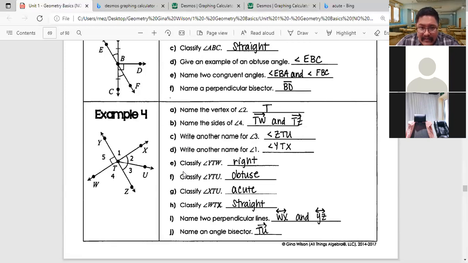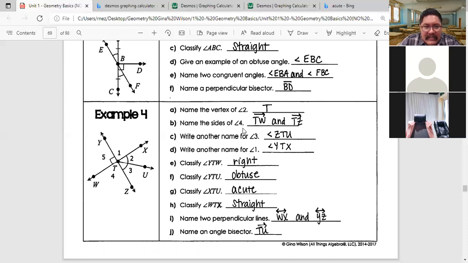Okay, this one has a lot of things that we have to classify. All right, so in this case, sometimes you can name the angles with numbers instead. So they want us to find the vertex of angle number 2. So here we have angle number 2, and the vertex would be T. So T is that one right there.